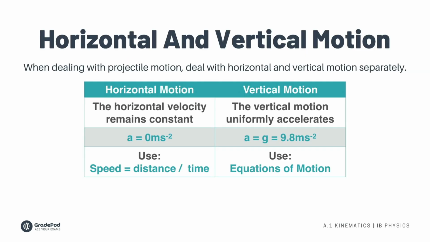When we deal with projectile motion, we want to completely separate out horizontal and vertical motion when we're doing calculations. With horizontal motion, we know that the velocity remains constant, there's no acceleration, and we use this equation here, speed equals distance over time. When we look at vertical motion, it uniformly accelerates. The acceleration is 9.81 meters per second squared, so we use the equations of motion.